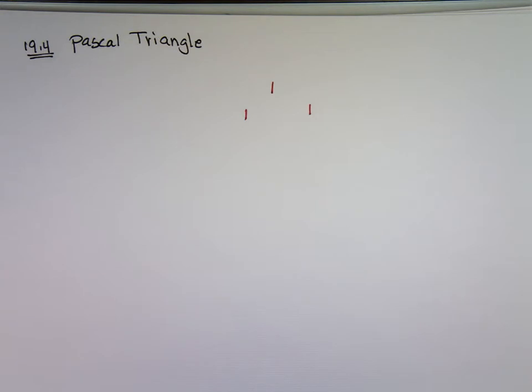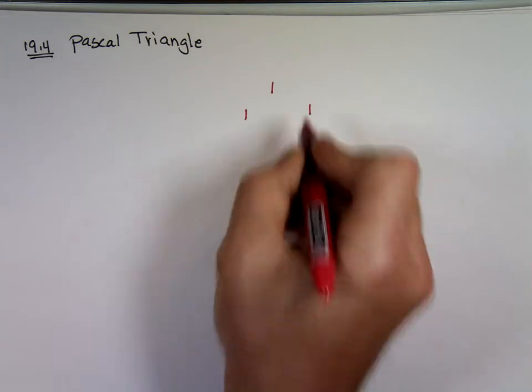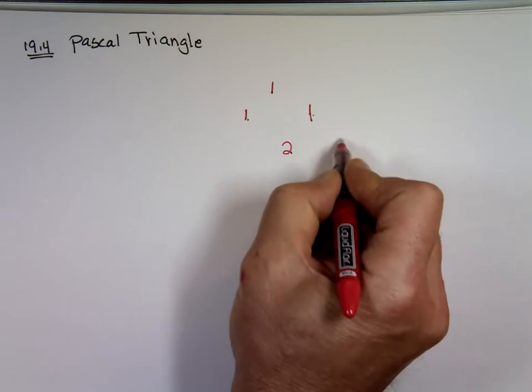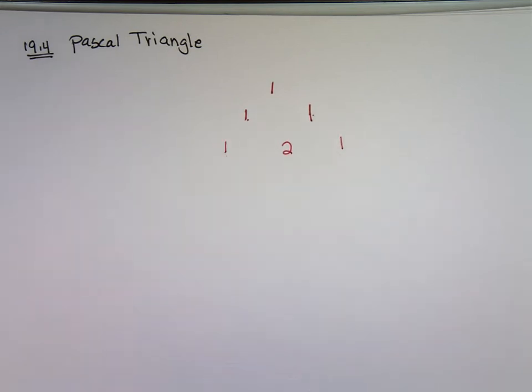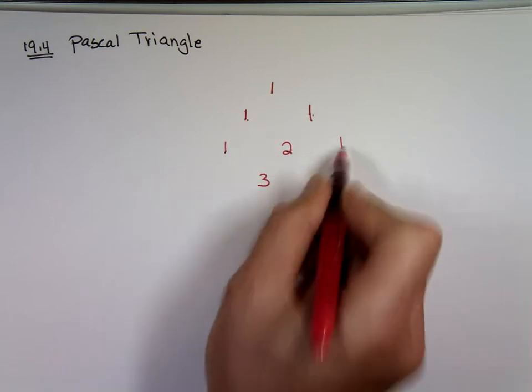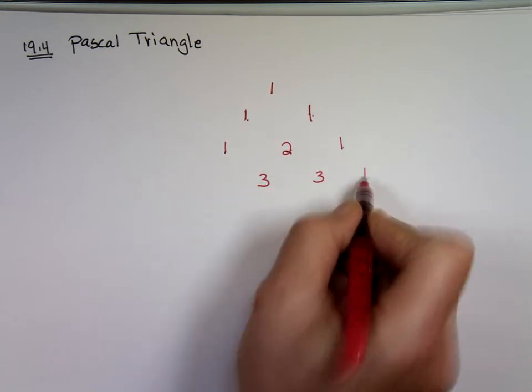So people say, do I have to memorize Pascal's triangle? There is no memorizing. What's 1 plus 1? 2. Put it in the middle. 2 ones at the end. What's 1 and 2? 3. 2 and 1? 3. 1's at the end.